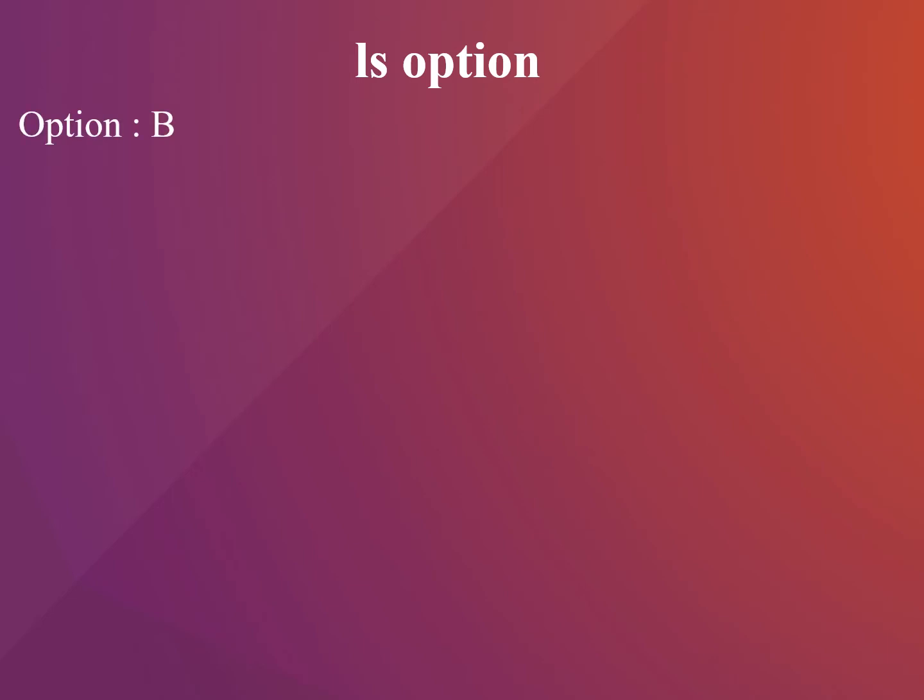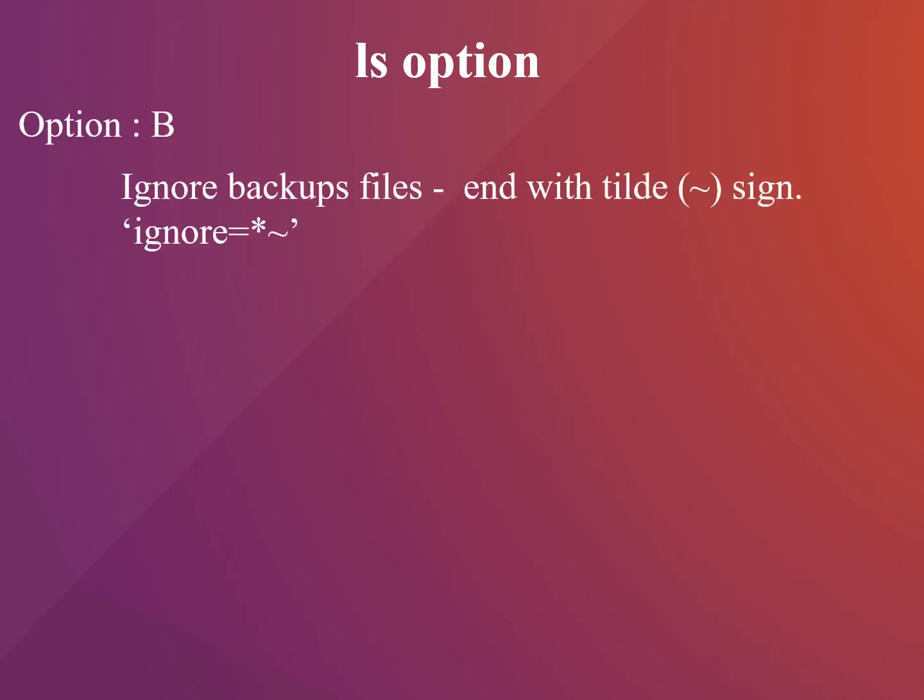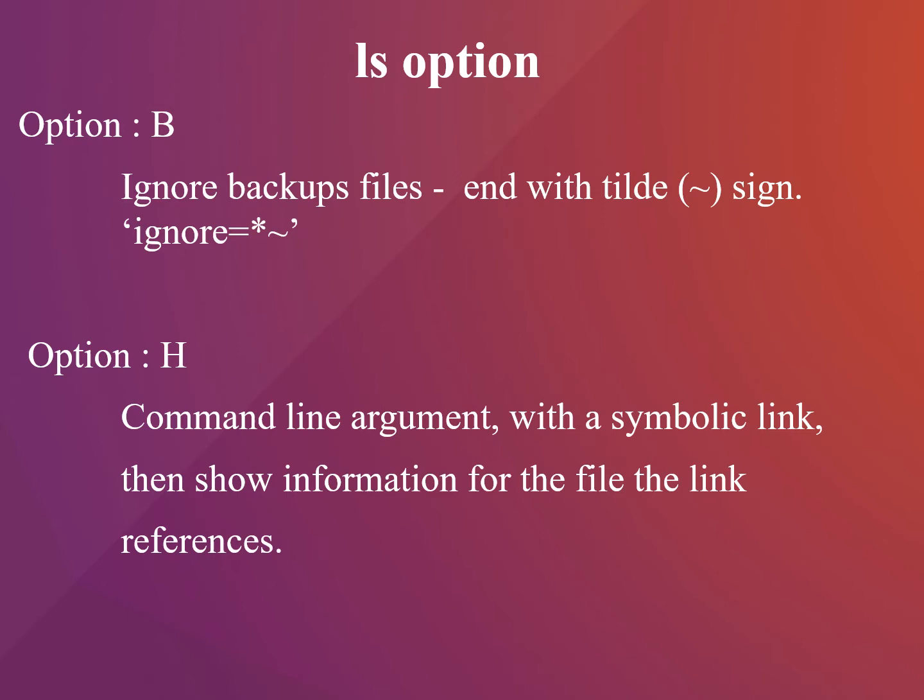-B. In directories, ignore files that end with a tilde sign. These files ending with a tilde are backups created by editors. In our case it is the vi editor. This option is equivalent to --ignore equal to star tilde. Next option, -H. H is capital here.